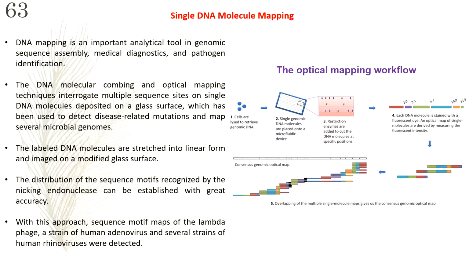Now DNA molecular combing and optical mapping techniques are done on multiple sequence sites on a single DNA molecule. And after this, the single DNA molecules are, just like in the barcoding method, deposited on a glass surface, and these DNAs have been used to detect disease-related mutations and map several microbial genomes. Now there is a technique called the DLA technique.